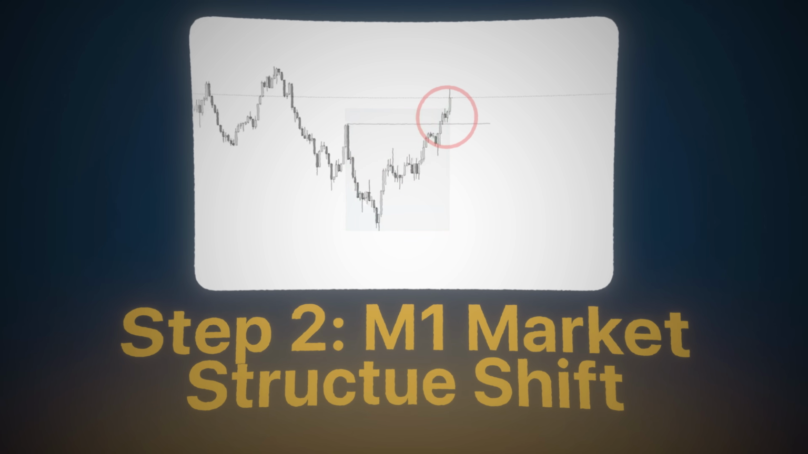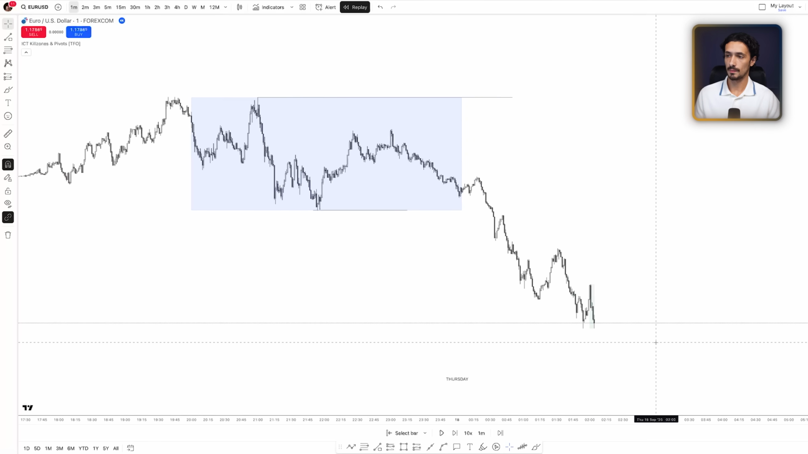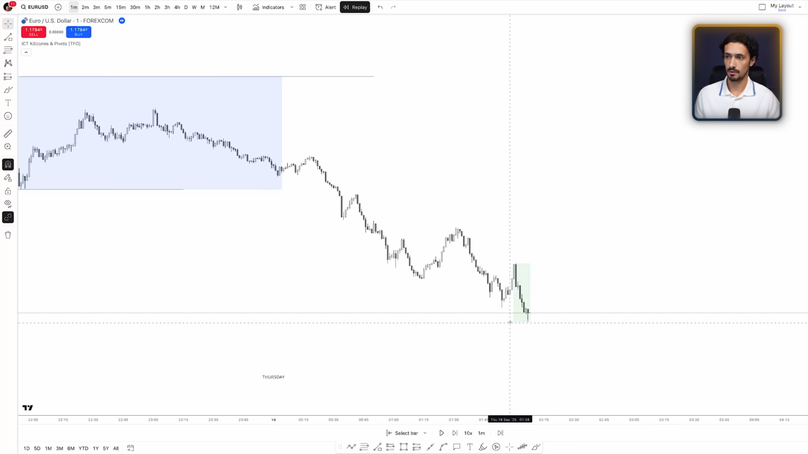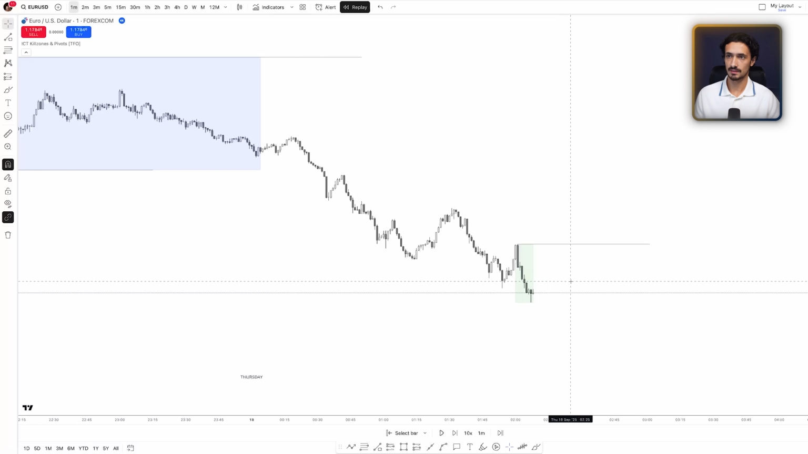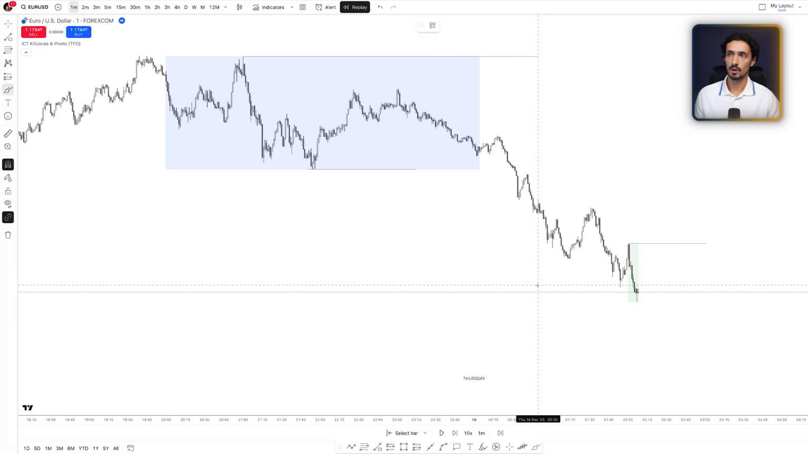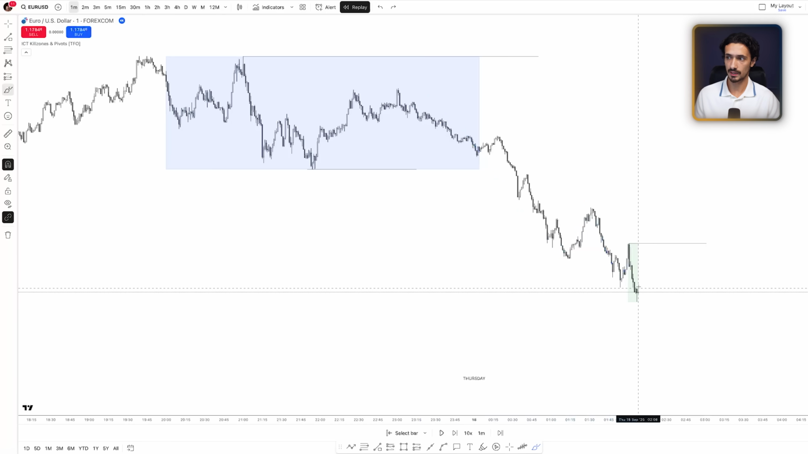Step number two is to drop down to the 1 minute time frame and wait for a market structure shift. So if we drop down here into our 1 minute time frame, here is how price is currently looking. You can see that price is below these lows. So we simply just wait for this high to be taken. When this high gets taken, that's our indication of a market reversal. We do not want to trade when the market is trading downwards. It's very, very simple. We are looking to buy.